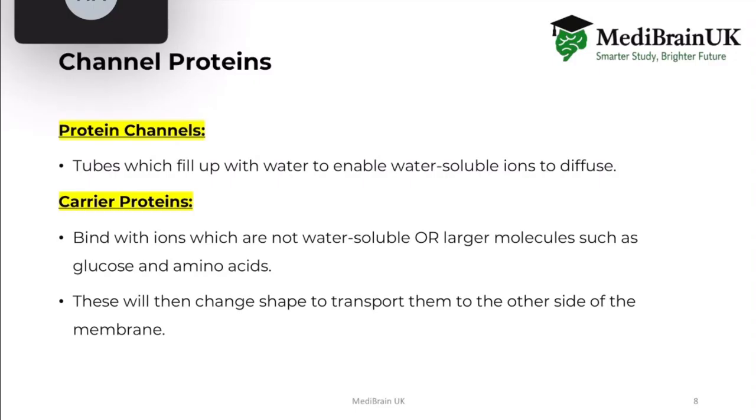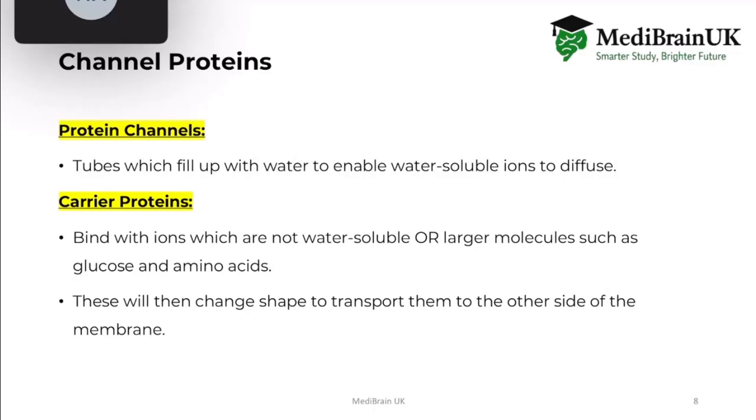Don't worry about carrier proteins at the moment. We're going to look at them in more detail in our next lesson. But essentially, carrier proteins are activated by an ion. An ion will bind to the carrier protein, and if the ion binds, the carrier protein is activated, it can change shape, and it can release something onto the other side.